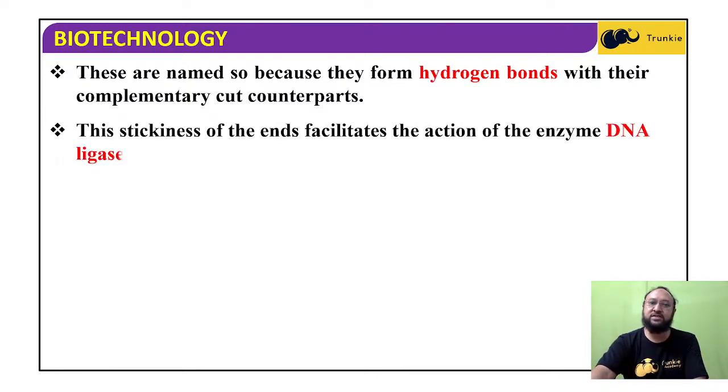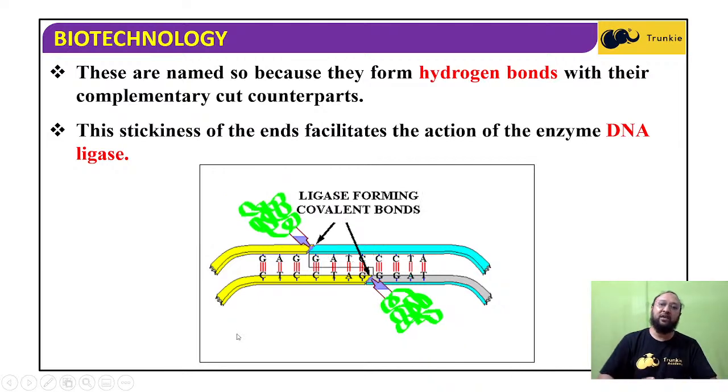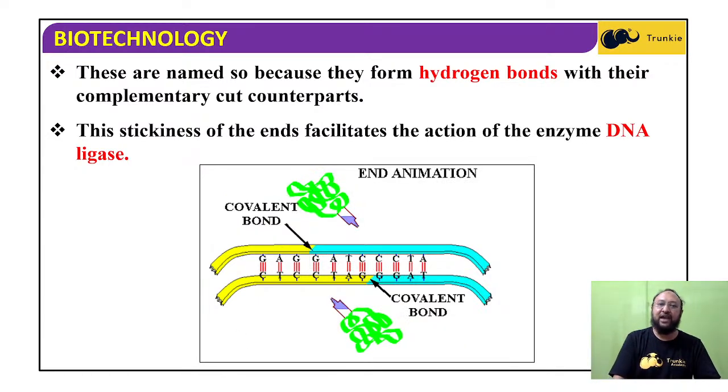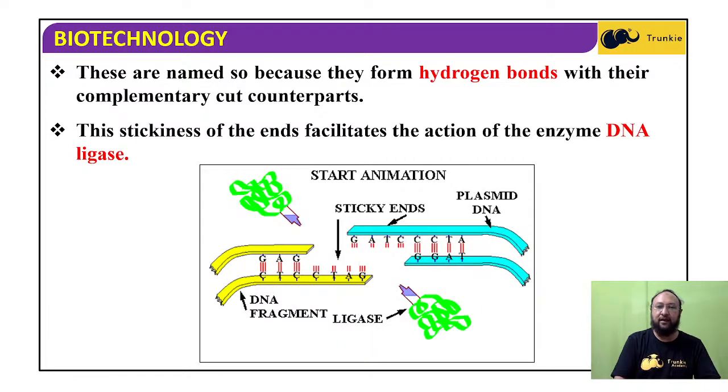This stickiness of the ends facilitates the action of DNA ligase. Because they form hydrogen bonds with their complementary counterpart, when they come closer to another fragment they form hydrogen bonds, and this stickiness helps DNA ligase, the enzyme that joins DNA fragments, to join the fragments into a continuous DNA. The hydrogen bonds form like this, and then ligase forms the covalent bond. You can see the DNA fragments here.